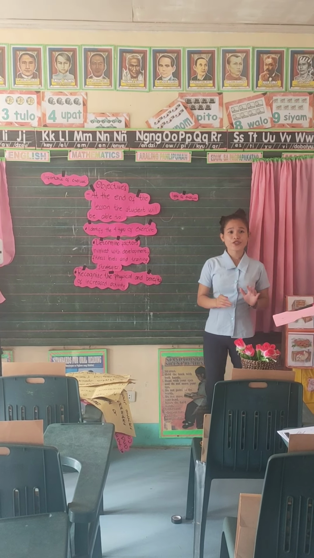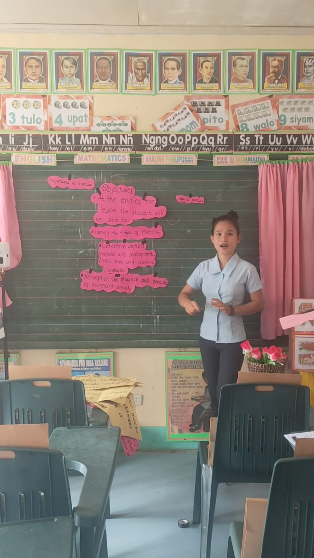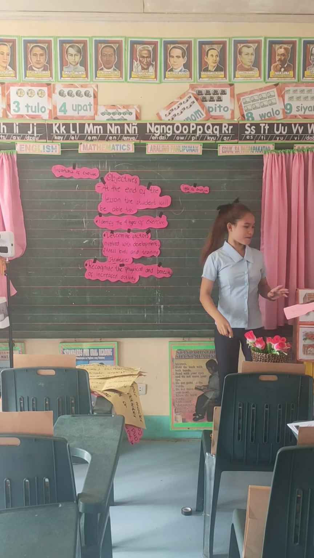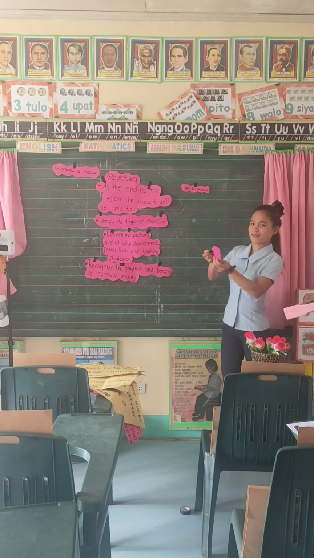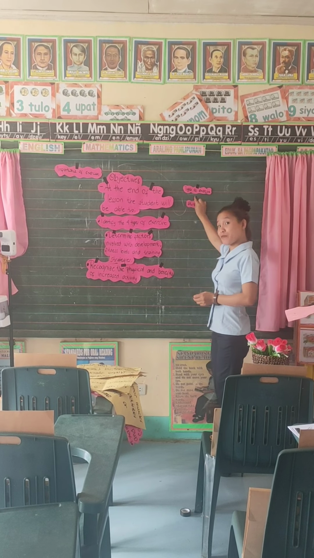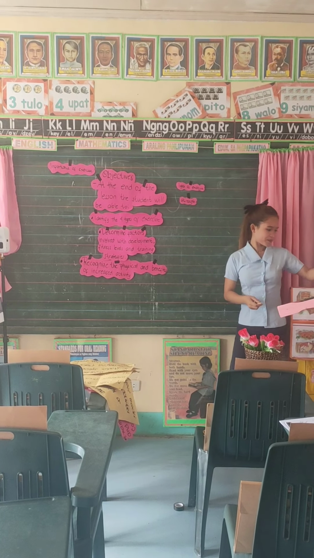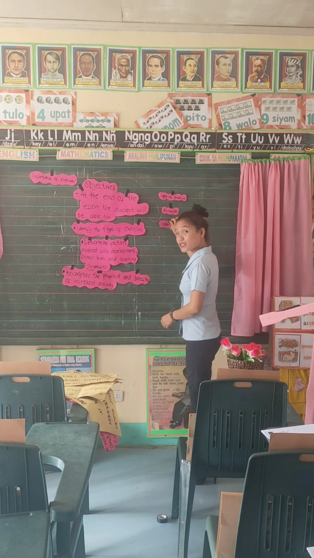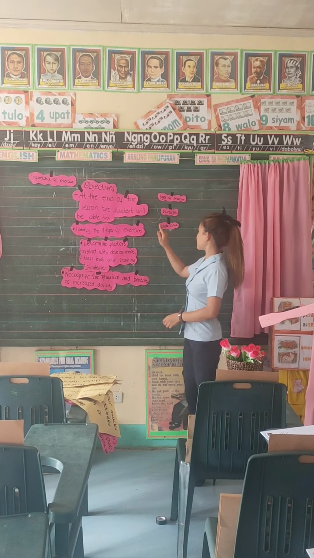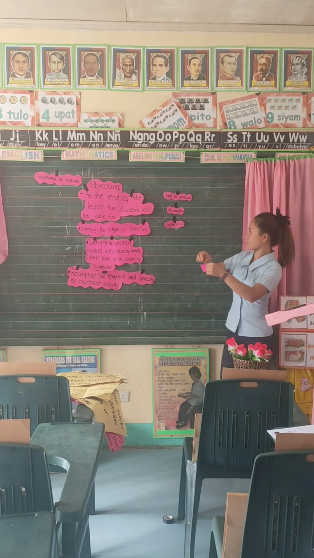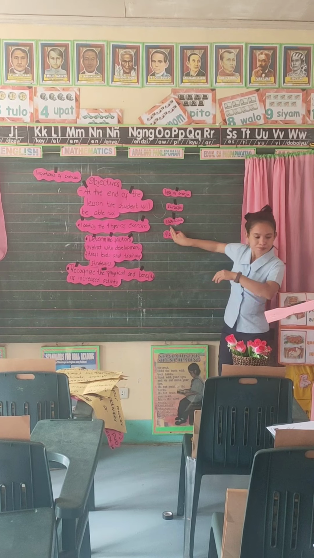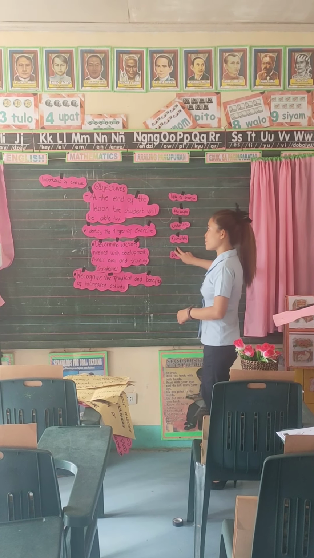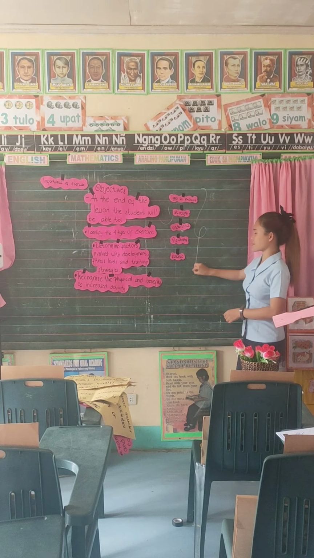So class, what do you think are the types of exercise? So first, strength, or it could be muscular strength. So second, endurance, or it could be muscular endurance. Flexibility. Balance. Those are the types of exercise.